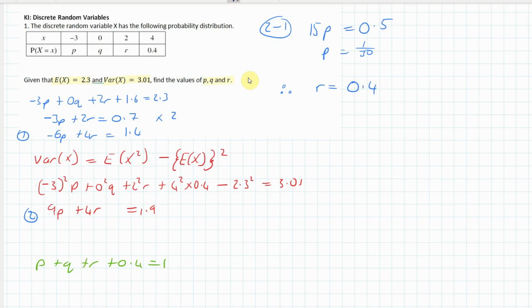And now we can finally work out what q is, because everything has to add up to 1. So just using the green formula there, if I go 1 minus 0.4 minus 0.4, which I've just found out what r was, minus 1 over 30, and I'm getting 1/6 for q. So I think that's actually it. Should be done. Hope that makes sense.